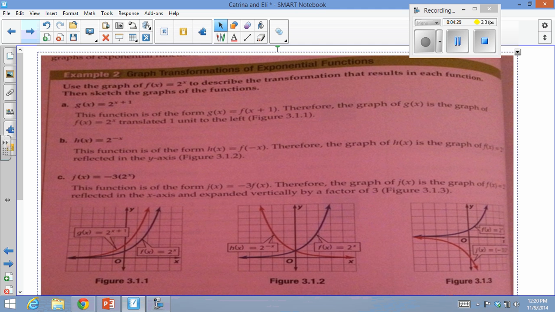Next, h of x equals 2 to the power of negative x. Therefore, this is in the form h of x equals f of negative x. So, our graph h of x, from the graph f of x equals 2 to the power of x, is reflected in the y-axis. Our next is j of x equals -3 times 2 to the power of x. This function is in the form j of x equals -3 f of x. Therefore, the graph of j of x is the graph of f of x equals 2 to the power of x, expanded vertically by a factor of 3.